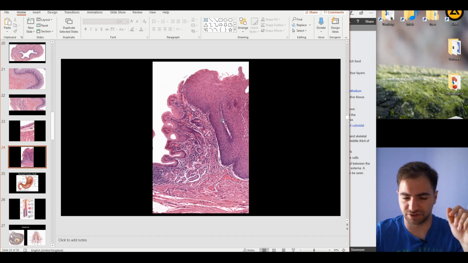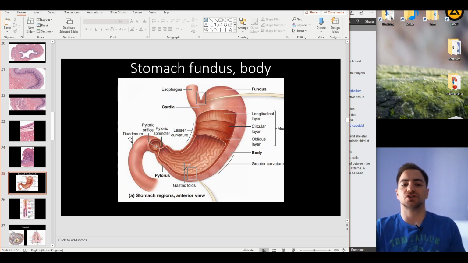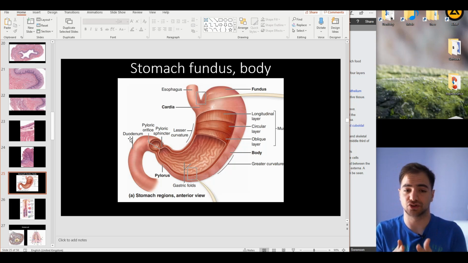This is again the gastroesophageal junction, where we can actually see the difference in the epithelium. We're going to discuss the epithelium of the gastric mucosa just in a bit. So this actually terminates our discussion about the esophagus and initiates the one with the stomach.